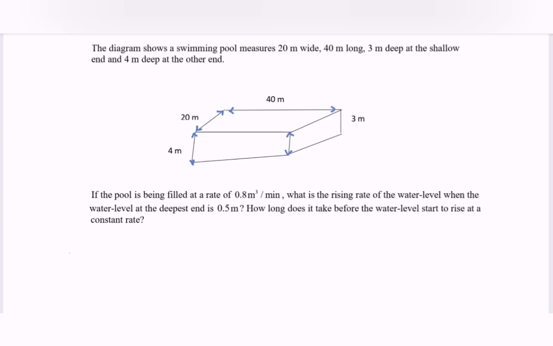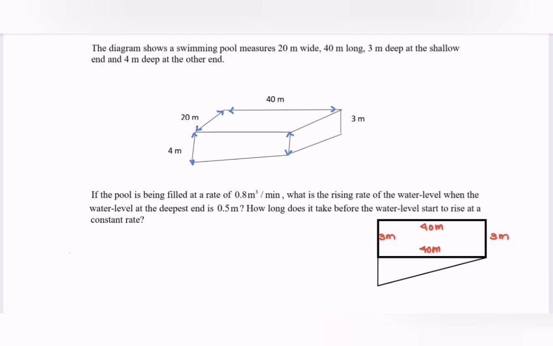So try to imagine the situation. Let's say here we have the 40 meter, and then here we have the 3 meter. The same goes for this part: we have 3 meter and here we have the 40 meter. Next, we have another situation because they mention that on the right hand side we have 3 meter depth, and for the left hand side we have 4 meter depth. So here will be the situation.